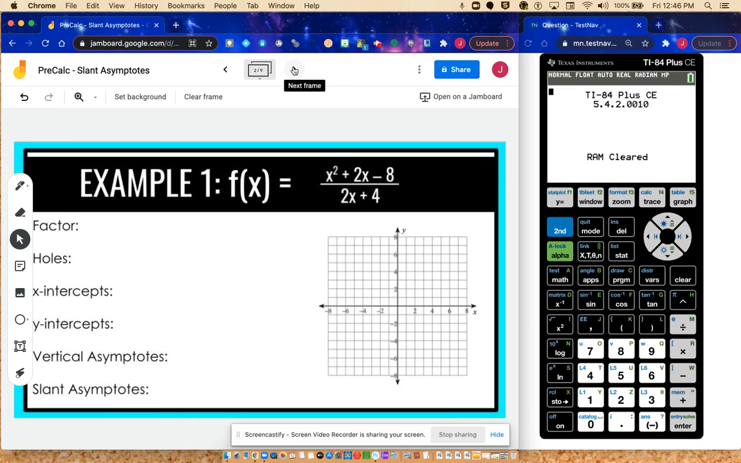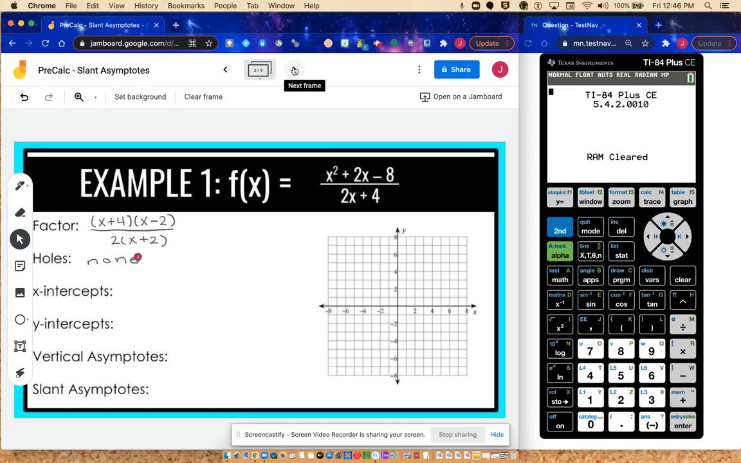We have the rational function x squared plus 2x minus 8 all over 2x plus 4. Just like we would do for anything, the first thing we should do is factor this. In order to factor, the numerator is going to give us x plus 4 and x minus 2. And in the denominator, we have a GCF of 2. That gives us x plus 2. Okay, so nothing is going to cancel out here. That means there are no holes, and that's perfectly fine.